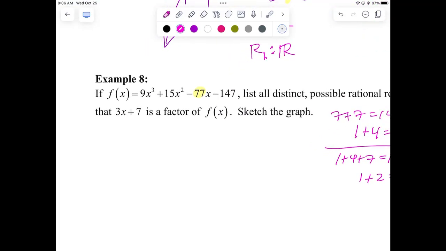Okay, so we got to list all the distinct possible rational roots. So here we go. We're going to have the negative 147 up here, and we're going to have the 9 down here. These are the P's, these are the Q's, and now we got to list all of the factors. Are you ready? Are you ready for it?